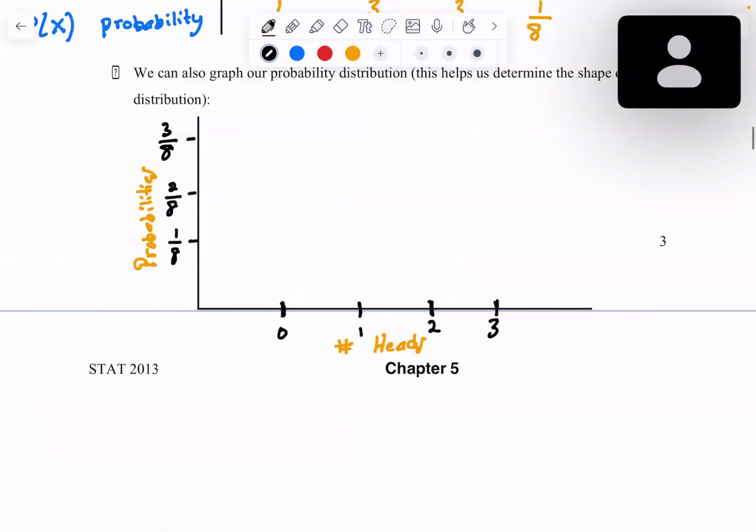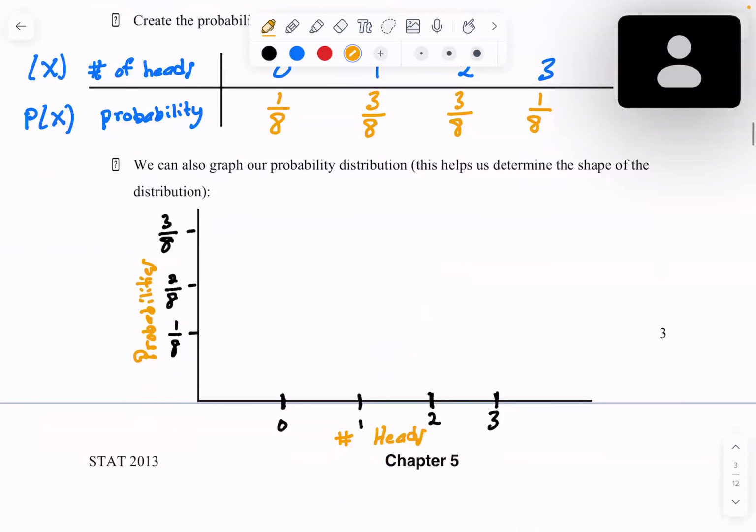And then all we do is draw a line for each of these to the probability. So here, the probability that x is 0 is 1/8. So I just have a line up to 1/8, right? Right here. Then the next, the probability that x is 1 is 3/8. So I have a line up to 3/8. For when x is 2, the probability is again 3/8. So a line again up to 3/8. And then finally, the probability that x is 3 is 1/8. So a line up to 1/8.